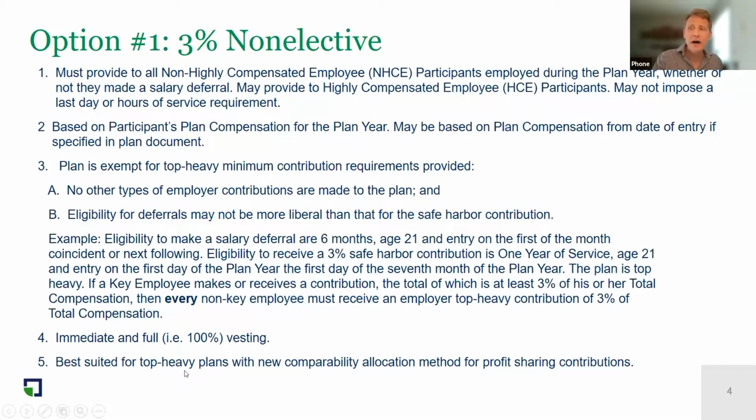It's best suited for top-heavy plans with what we call a new comparability allocation method for profit-sharing contributions, which we're not going to get into. But this 3% contribution is included in the overall profit-sharing contribution for this plan. So it makes it ideally suited for this type of plan, okay? So if you have this type of plan, you'll understand why we have this 3% that we're using with your new comparability allocation method. Okay.